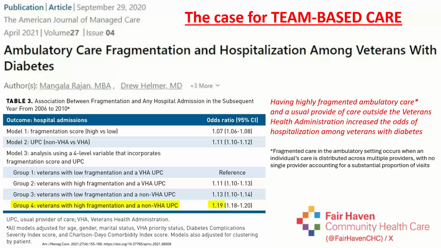So having highly fragmented ambulatory care or a usual provider outside of the care, in this case, outside of the Veterans Health Administration, increases the odds of hospitalization among veterans with diabetes. So this is direct evidence that the team-based approach really does decrease complications and risk for hospitalization.